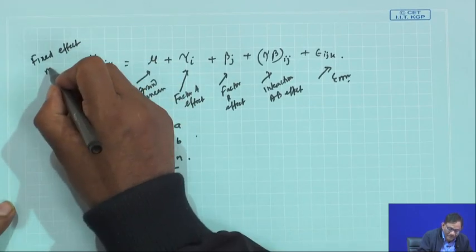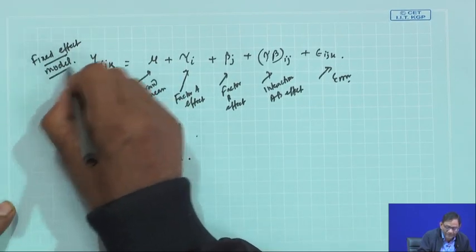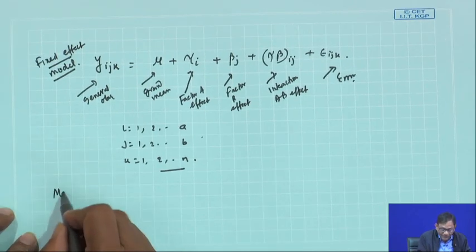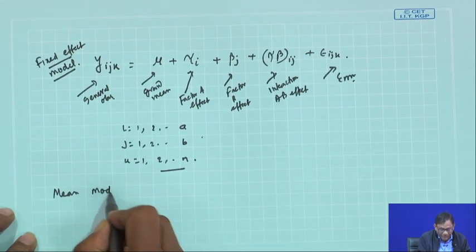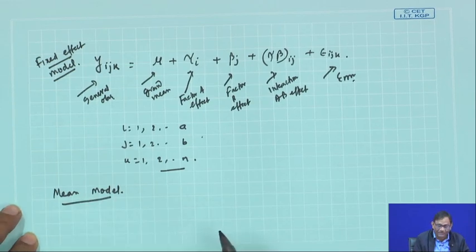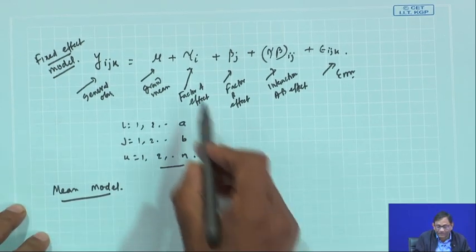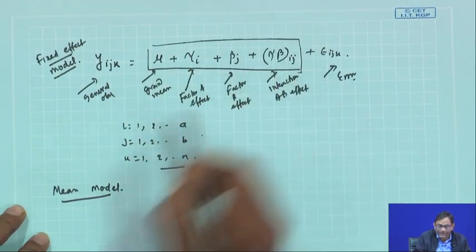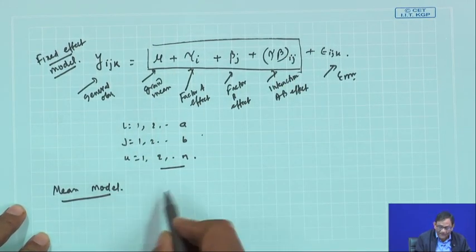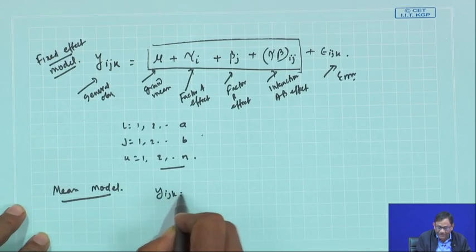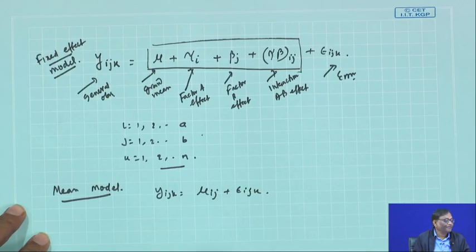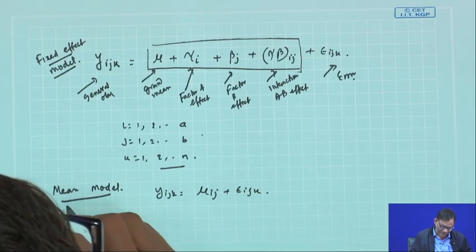Fixed effect model. You may be interested in a mean model. If you are interested in a mean model, then the entire thing will be written as mu_ij, and then y_ijk will be mu_ij plus epsilon_ijk. This is known as the mean model.